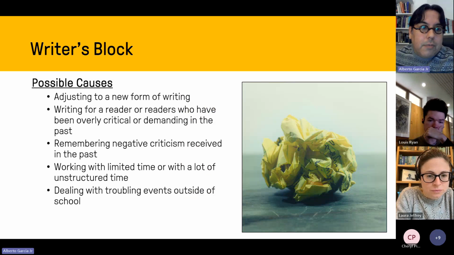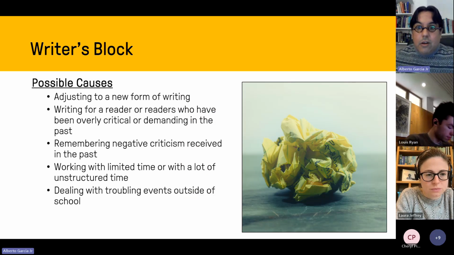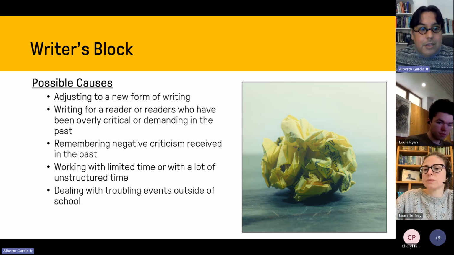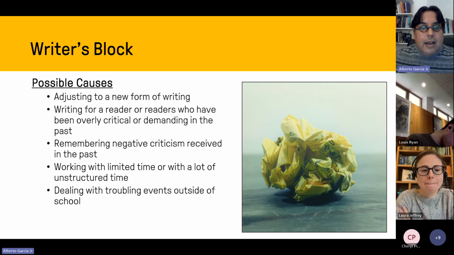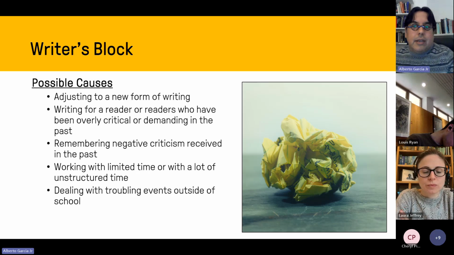Another important thing is writer's block, which we all experience sometimes, and there are a couple of causes for it. It's completely natural. I want to start off by saying that there's nothing wrong with you if you experience it, if you're stuck in it. But understanding some of the causes can help us work our way through it.